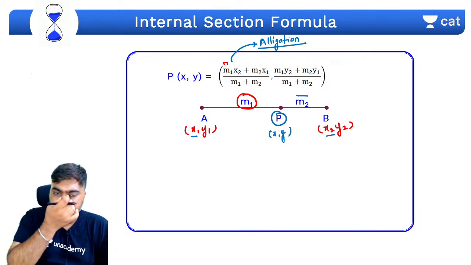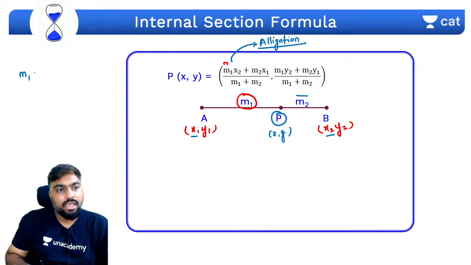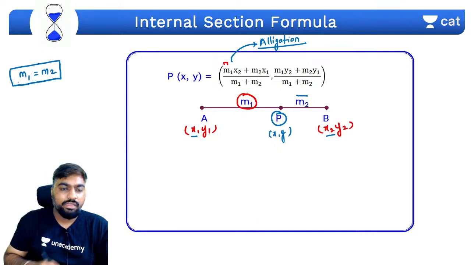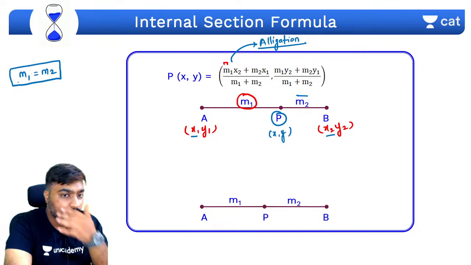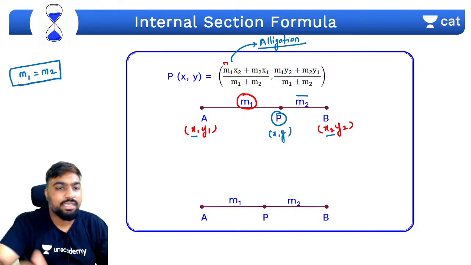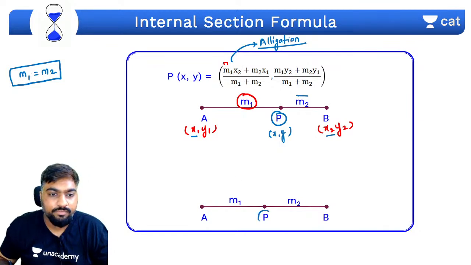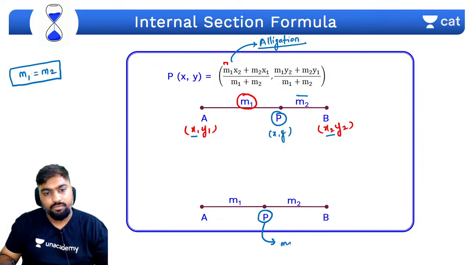Now what happens when, in this case, both m1 and m2 are equal? मतलब क्या, यू आर स्प्लिटिंग द लाइन इन इक्वल पार्ट्स, m1 एंड m2 बोथ आर इक्वल. अगर m1 m2 दोनों इक्वल हो गए मतलब p क्या हो जाता है, if m1 and m2 are equal then what is P called? The midpoint. Beautiful.